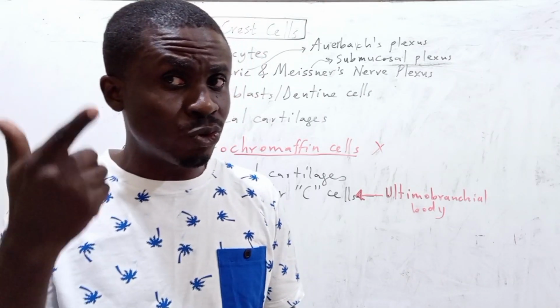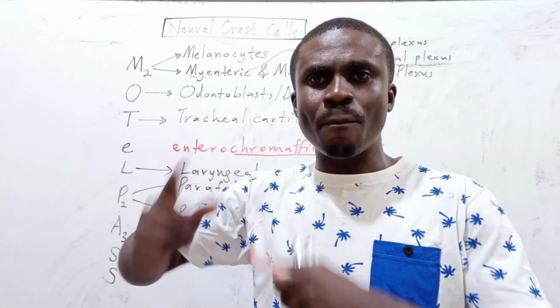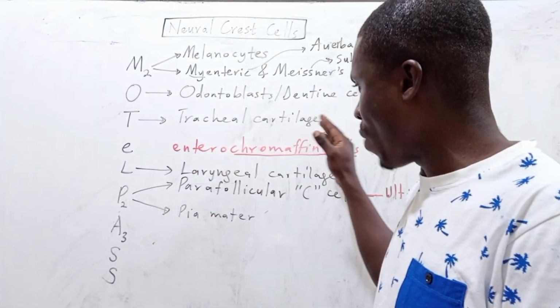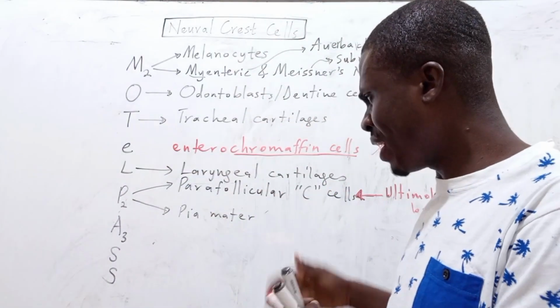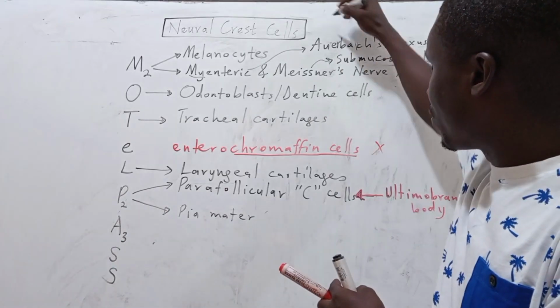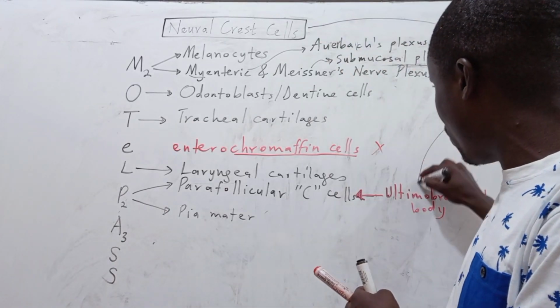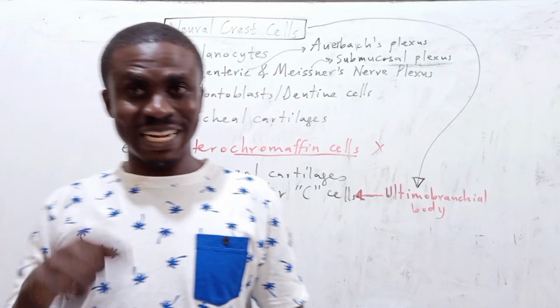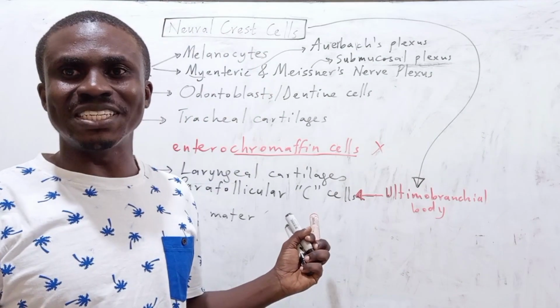The reason is that I told you these neural crest cells are migratory cells. Migratory. So for that reason, they will migrate everywhere. The neural crest cells will migrate all the way from here, come into this ultimobranchial body, and then give rise to the parafollicular C cells.